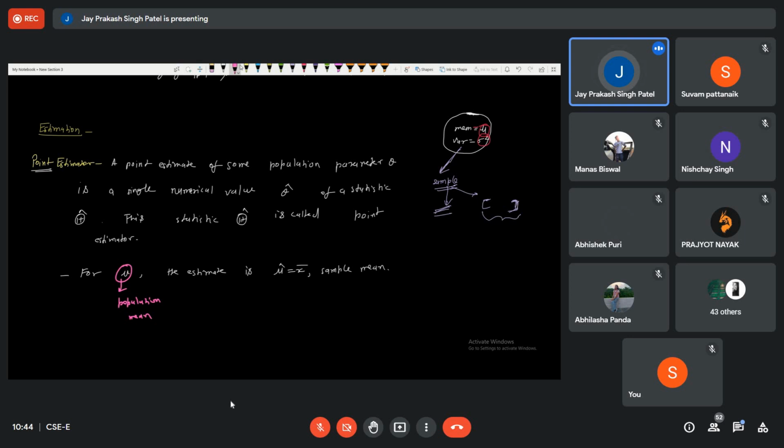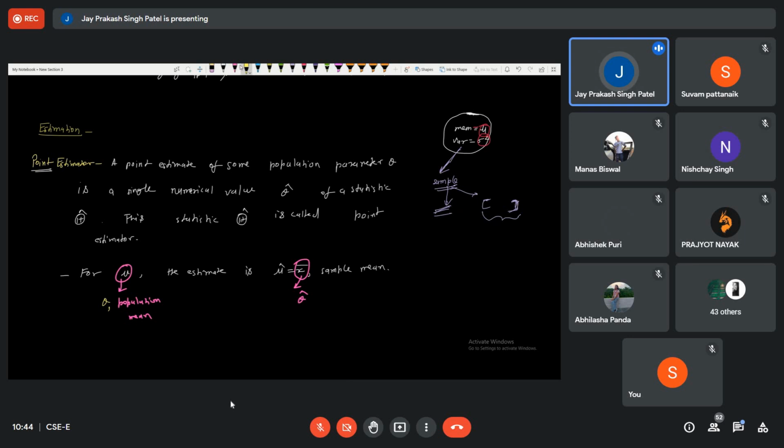And mu hat is equal to x bar. So you can say this is theta hat. So this is theta, right? This thing is theta, and the estimate of the theta is theta hat. So here the population characteristic is population mean mu, right? So you can think of this as a theta, right? And we want to estimate the population mean. So we use generally sample mean, right?